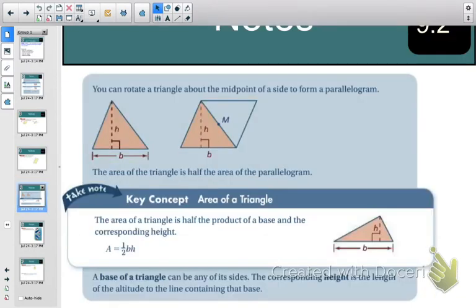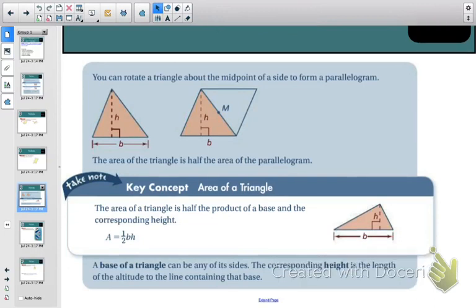So that's parallelograms. Triangles are very similar. We've actually already talked about triangles, I think. But it says you can rotate a triangle around the midpoint of a side to form a parallelogram. So if you look at the triangle here and having it rotated around that point M, that actually forms a parallelogram.